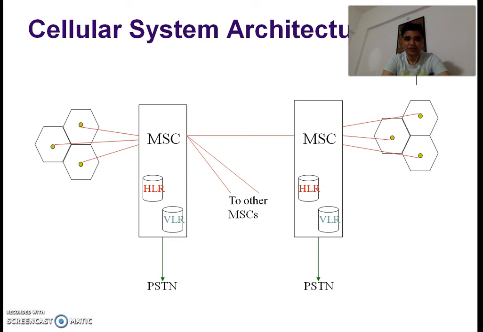So this is the cellular system architecture. All the base stations are connected with the red colored wire, depicting the connection to the MSC. The MSC is connected with the HLR and VLR. All the MSCs are connected to MSCs of other service areas, provided by different service providers, and ultimately all the service providers are connected to the PSTN. MSC is the mobile switching center, HLR is the home location register, and VLR is the visitors location register. What are their uses? I am going to explain.